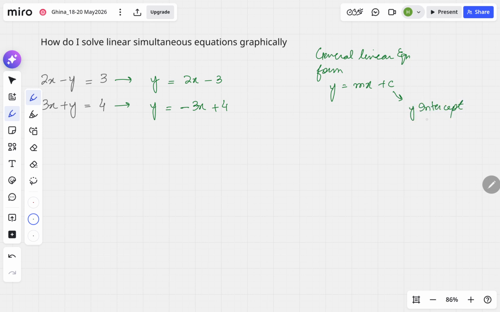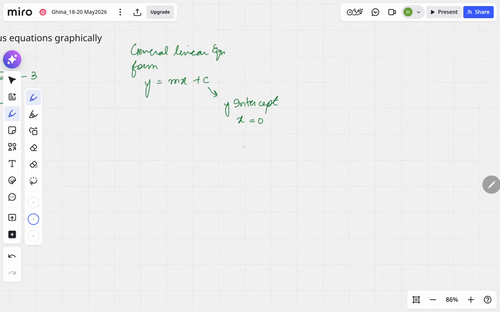Okay, so you see this c will tell you the y-intercept. And where do we get the y-intercept? When x is equal to 0. So over the graph, the y-intercept will be somewhere here. If I have these linear equations, these are the y-intercepts at these points where the x values are equal to 0.